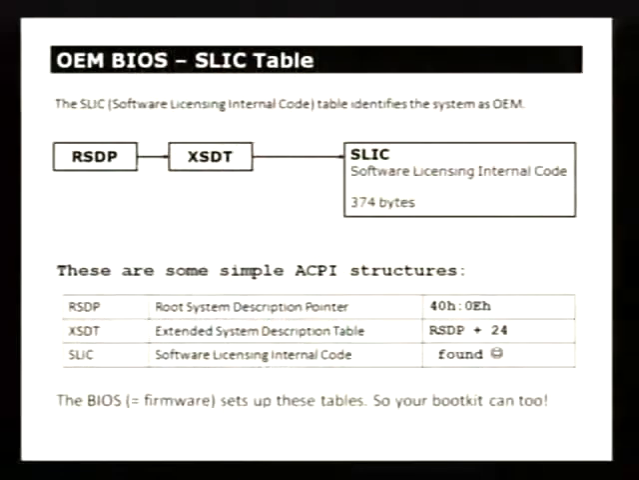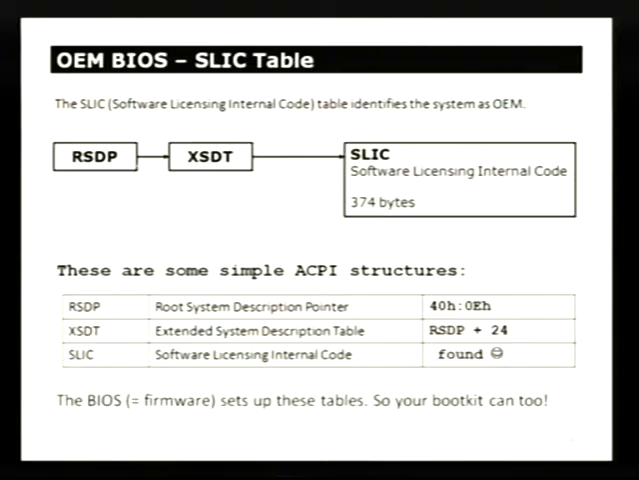And actually, it's already been spoofed. It all comes down to a small table, the Software Licensing Internal Code, SLIC, which is just 374 bytes, contains an RSA key, and is based on ACPI tables. And here you see the structure of it.